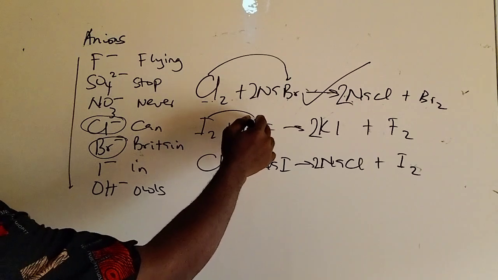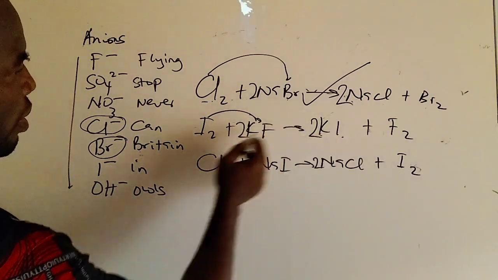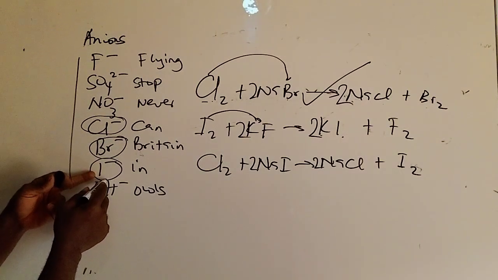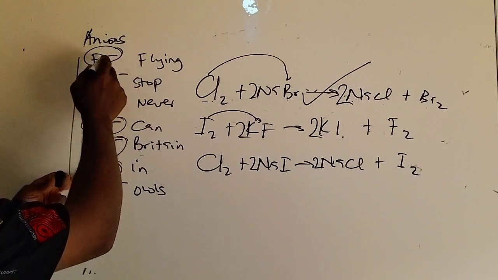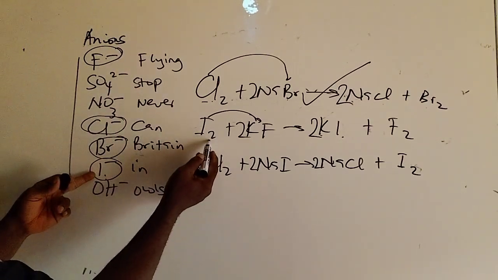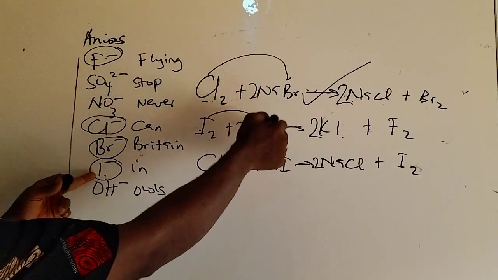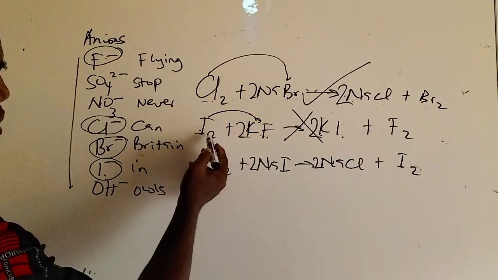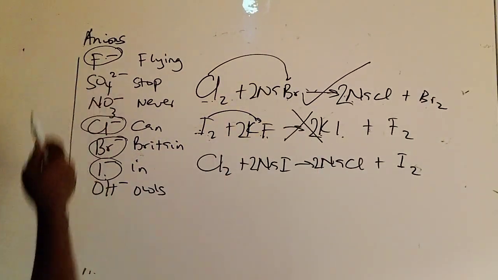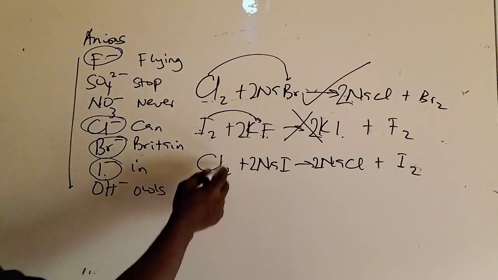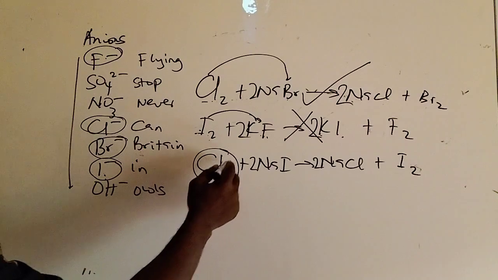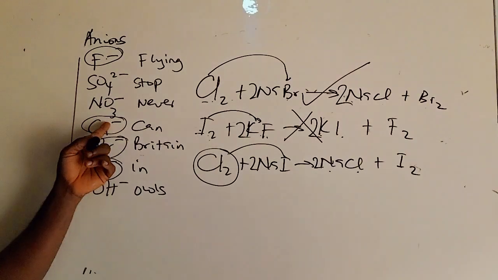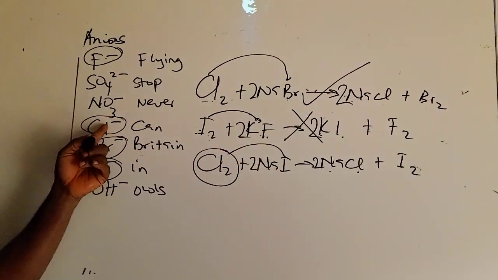Then look at this one. Iodine displaces fluorine, you can see KI. Look at the iodide position almost at the end, and fluoride at the top. So fluoride is more reactive than iodide. So iodine cannot displace fluorine, but rather fluorine will displace iodine. So this reaction is not feasible because iodine is less reactive than fluorine. Now coming to this one, look at chlorine displacing iodine to give this compound. Chlorine is up here, iodine is down, so chlorine is more reactive.